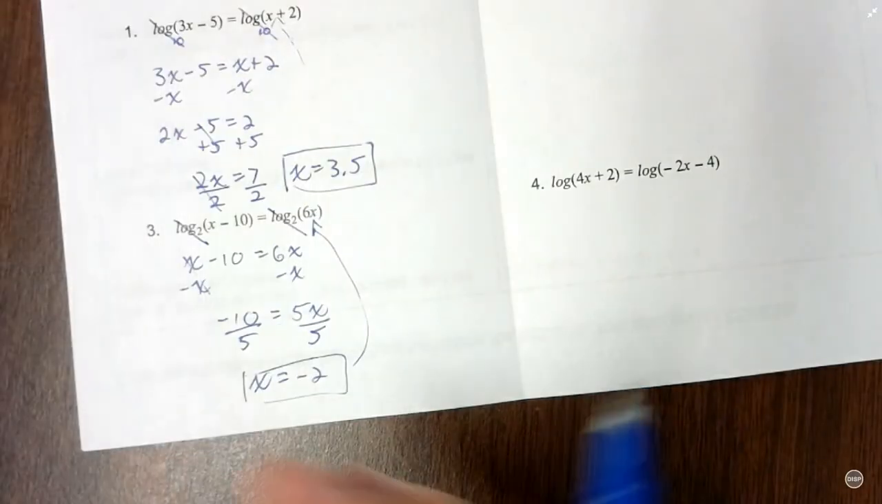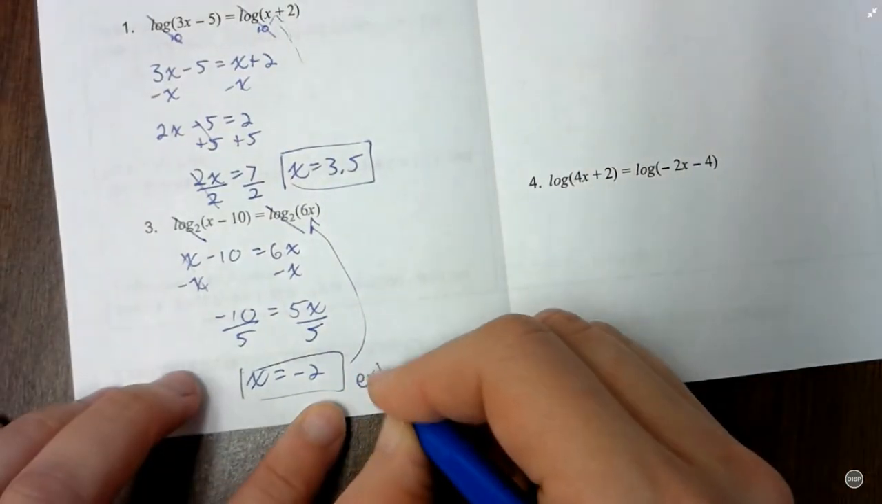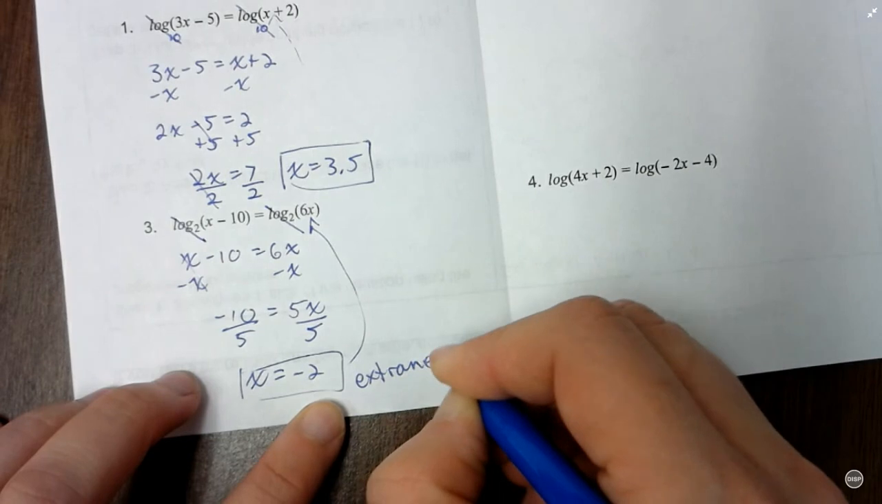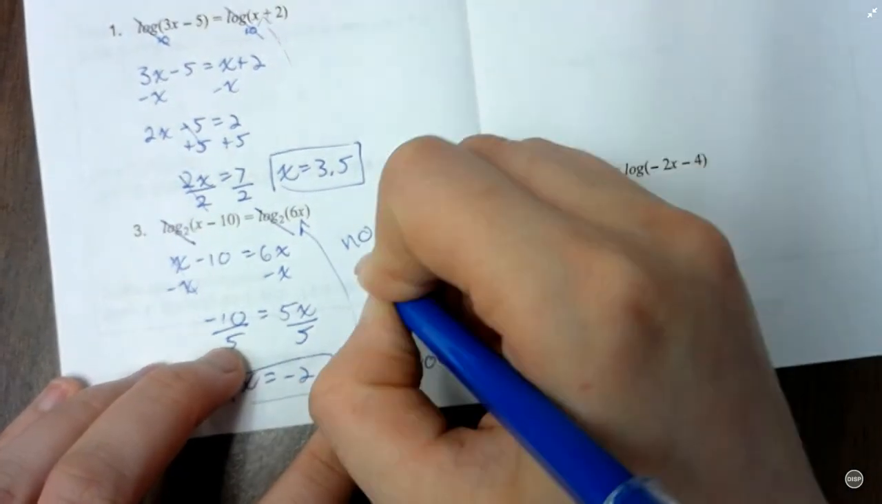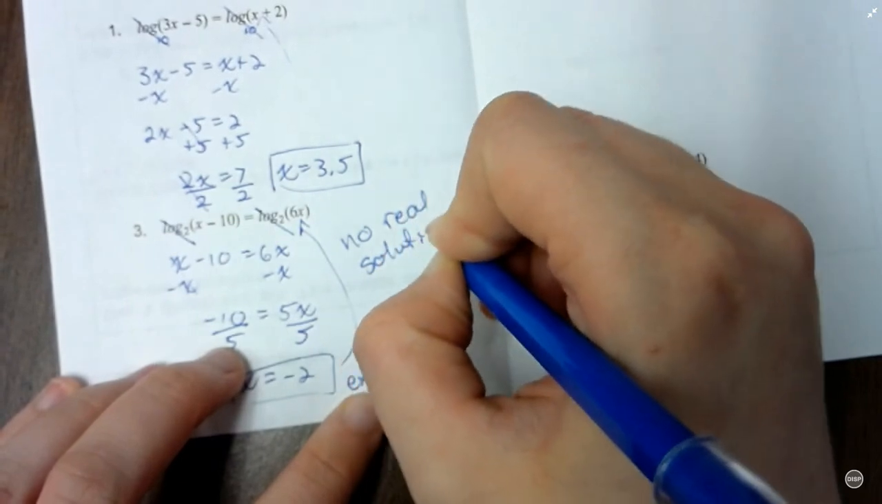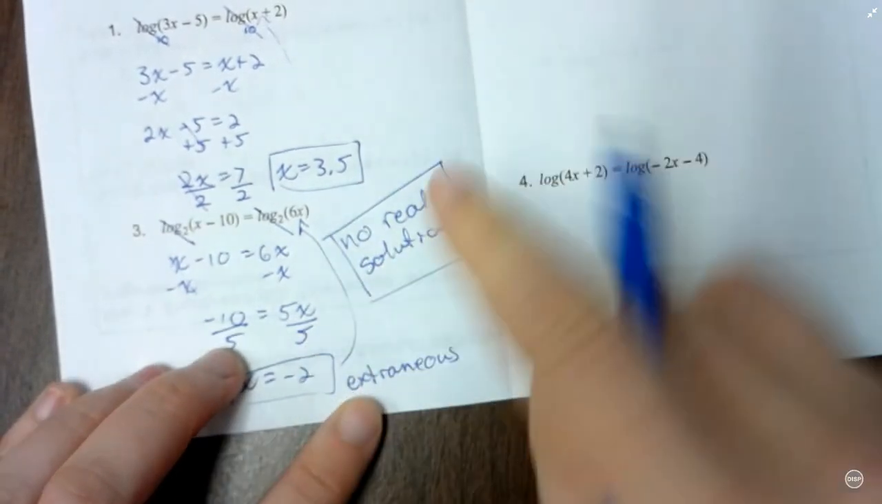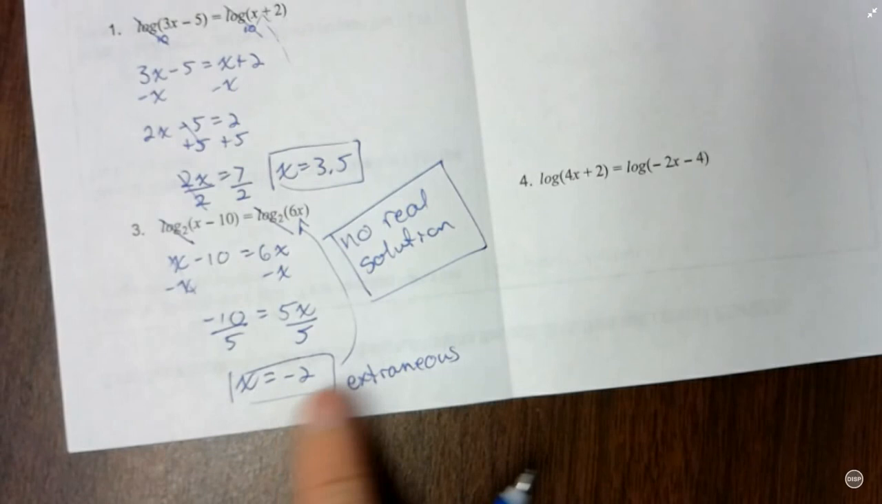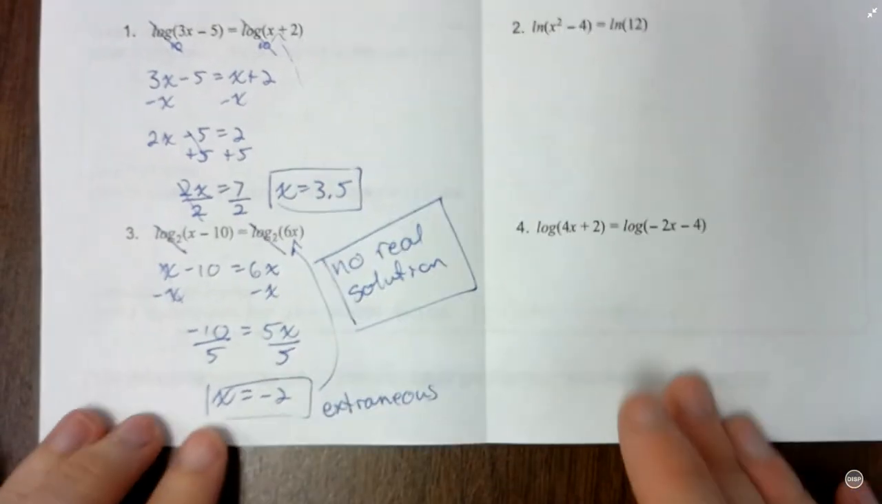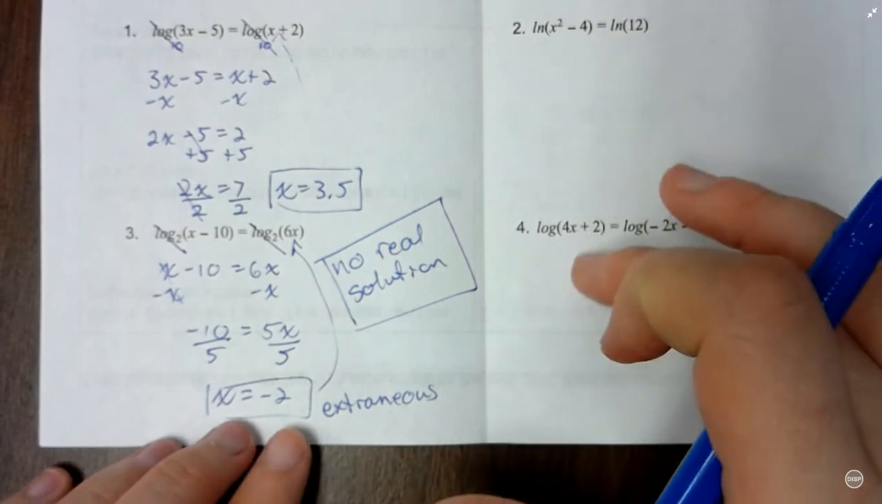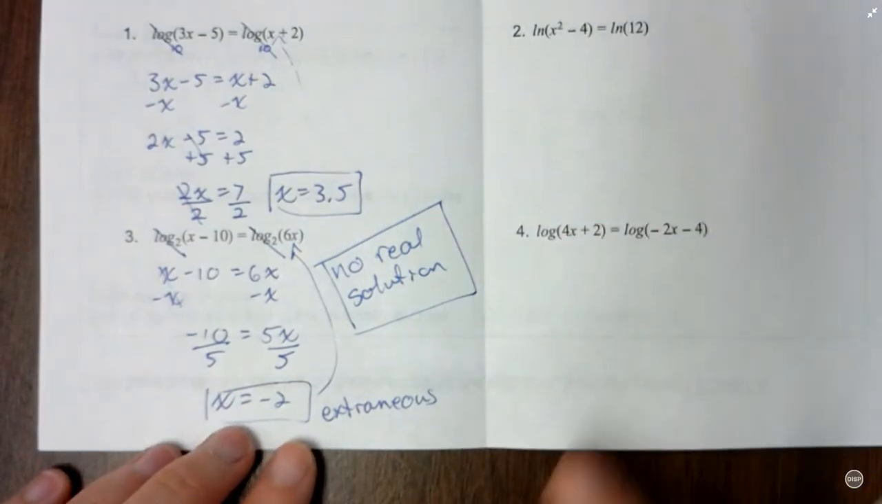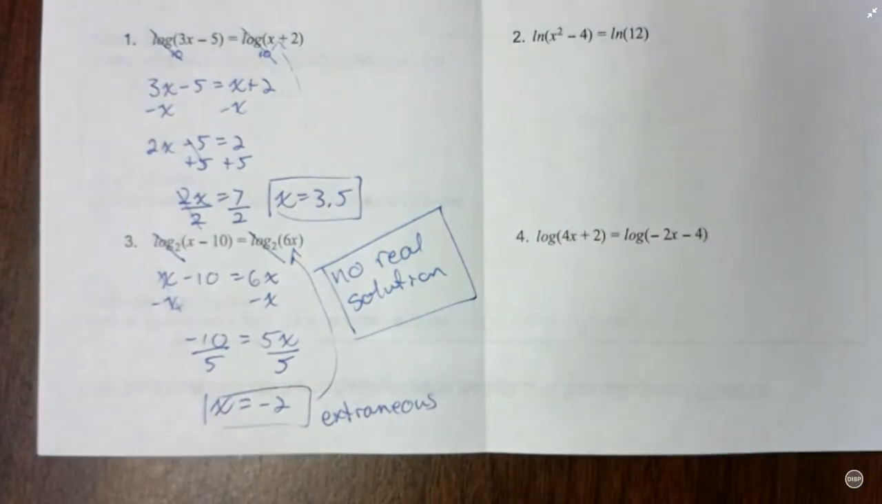So this is extraneous. So that's an extraneous solution. No real solution. So actually your answer to this one is no real solution because this one is extraneous. So just be on the lookout for that. It's going to happen again on one of these two. I'm not going to tell you which one, but it's going to happen again on one of those.